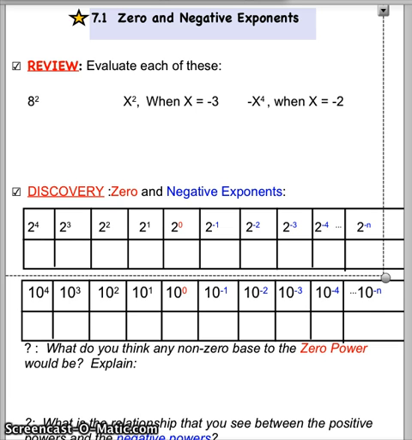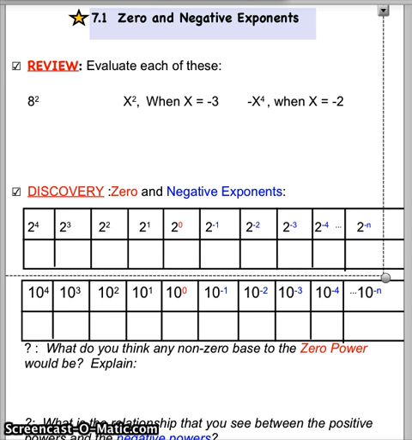So today's lesson is 7.1, 0 and negative exponents. Chapter 7 is all about exponents. So before we dive in too deep, I'm going to take a little bit of time to review some of the basics with you. If you look at our first review problem, evaluate each of these.